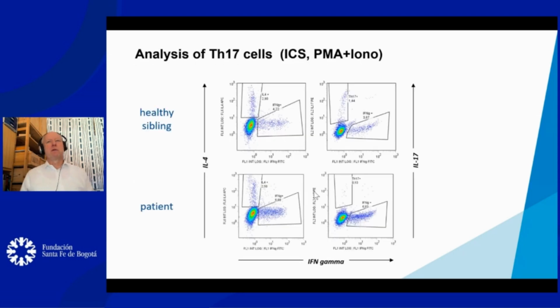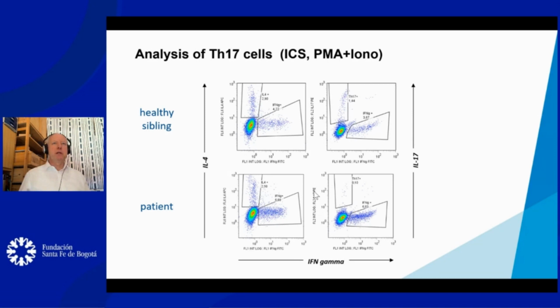For instance, we recently got blood of a child suffering from fungal infections, and this was very interesting because these were twins. One was completely healthy, one was sick, and in this case we investigated Th17 because defects in the Th17 signaling very often are combined with fungal infections.